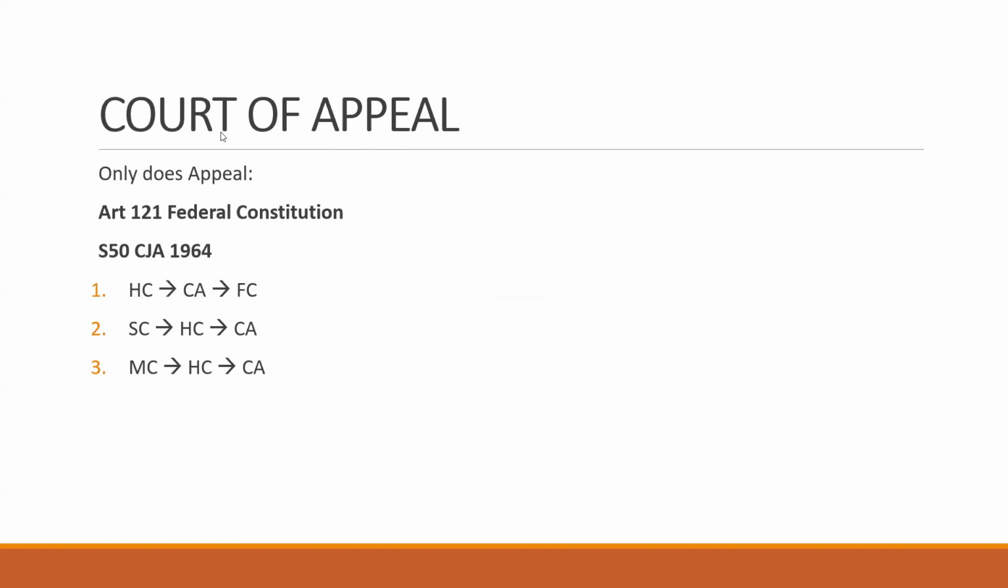So the Court of Appeal, quite simple now, I think. The Court of Appeal only does appeals. It hears directly from the High Court. So this is provided under Article 121 of the Federal Constitution and also Section 50 CJA. I know it's dull, but I don't think you have any choice except to fully memorize it. Usually there are 3 conditions. We will discuss in detail in our appeal chapter.